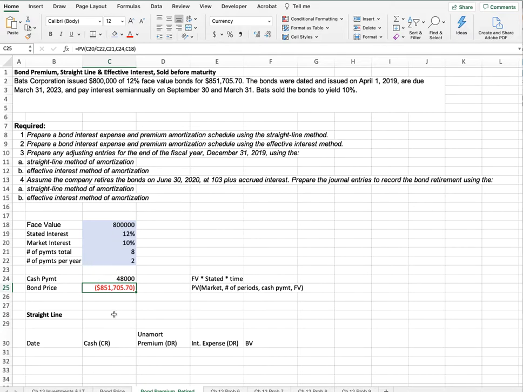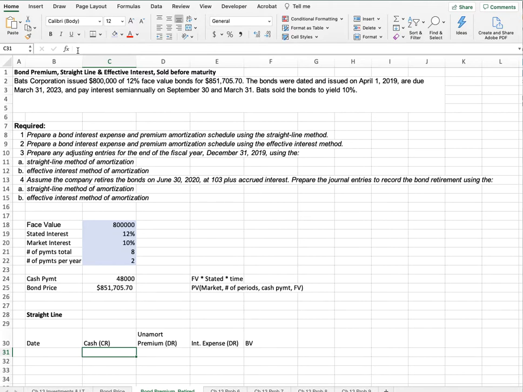So this is just really useful. If you don't like the fact that it came up as a negative, it's doing that because it's expecting us to make a payment of 851, but you can just put a negative sign in front of your PV and it'll display it in the positive. Okay, so that isn't exactly relative to this problem, but I think it's important for you to understand how to do that.